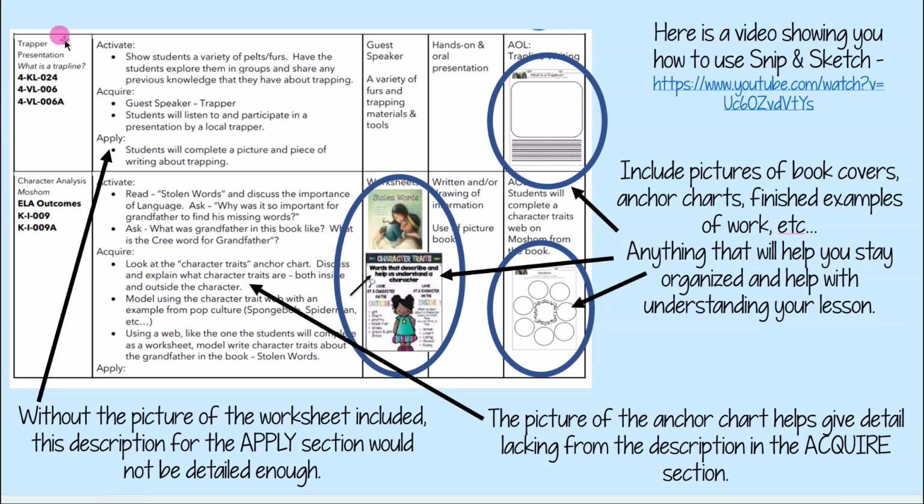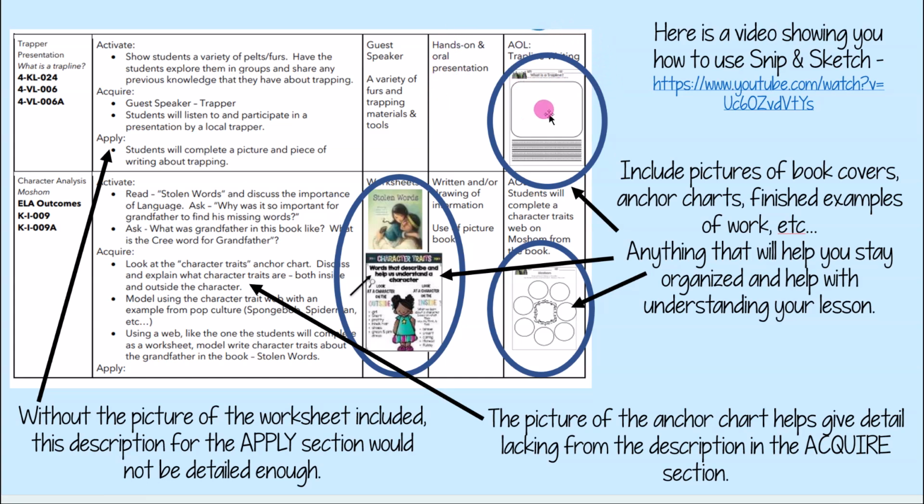Here is another example. So this is from my On the Trap Line social studies grade 4 unit. Again, copy and paste the title with the outcomes here. I got my activate, acquire, apply. Don't forget the closure. That was a newer addition that I've updated the template to include.